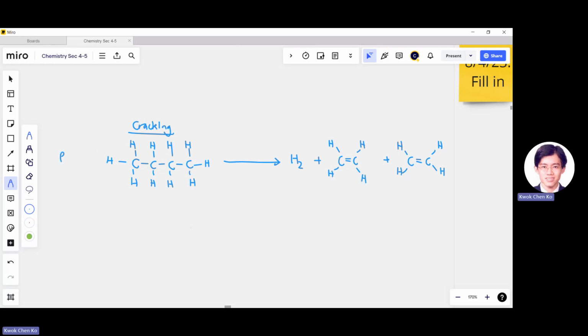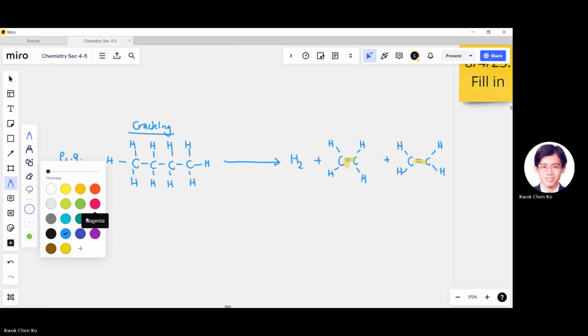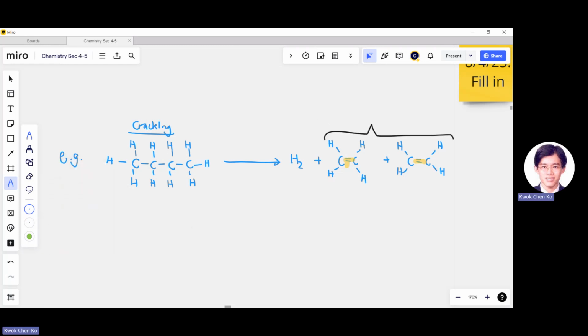This is just an example. There are many examples. You must be able to figure it out. And what do you notice? I have a double bond. I have a double bond. So once you see a double bond like this, these two are called alkenes. These two are known as alkenes.